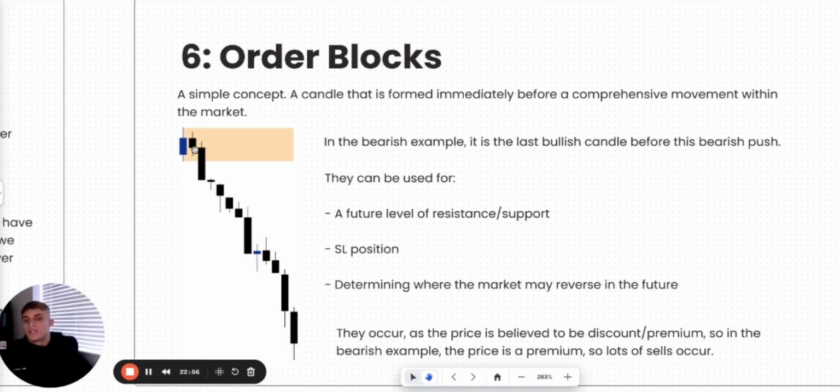So why do order blocks actually form and why did it occur? In this example, we're going into a really big bearish push, and that's because sellers think price is really, really high.